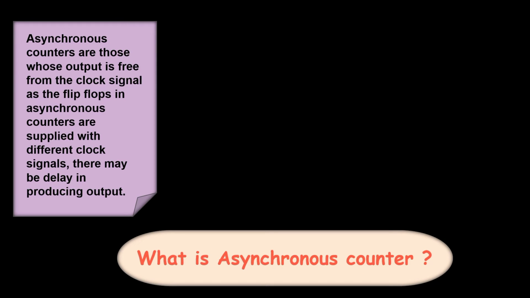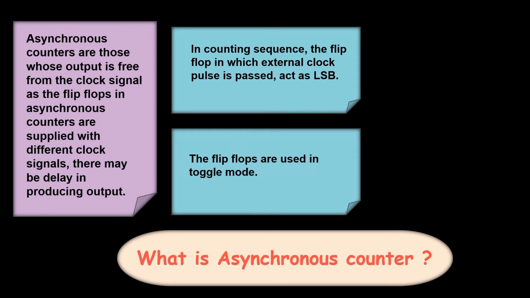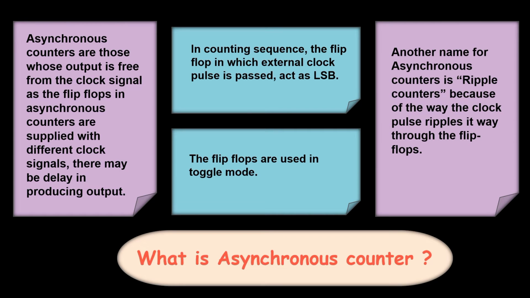What is asynchronous counter? Asynchronous counters are those whose output is free from the clock signal. As the flip-flops in asynchronous counters are supplied with different clock signals, there may be delay in producing output. In counting sequence, the flip-flop in which external clock pulse is passed acts as LSB. The flip-flops are used in toggle mode. Another name for asynchronous counters is ripple counters, because of the way the clock pulse ripples its way through the flip-flops.